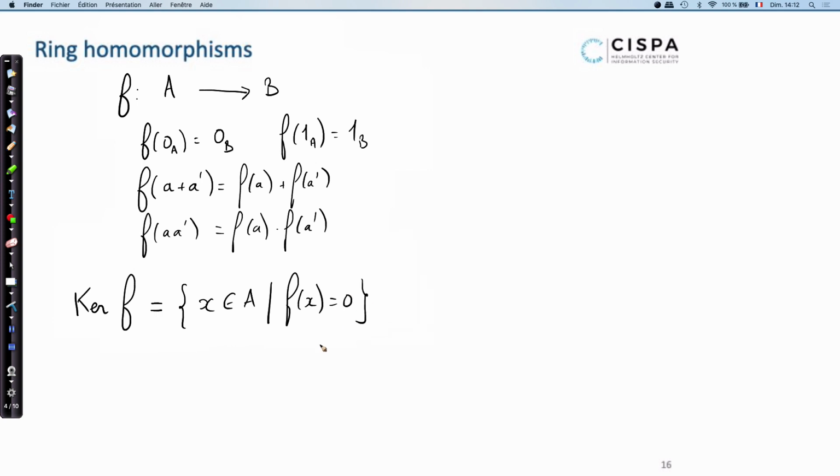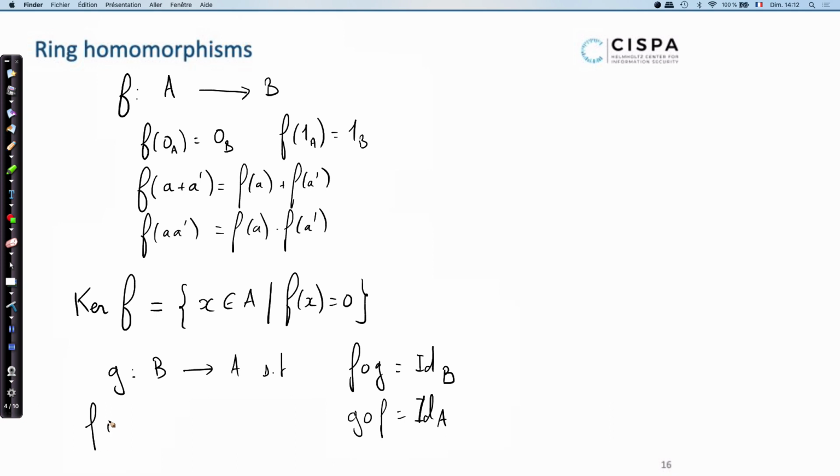And again, we can define the notion of isomorphism by saying that f is an isomorphism if there exists a morphism g from B to A such that f composed with g is the identity on B, and in the other direction, g composed with f should be the identity on A. Okay, and then we say that f is an isomorphism.